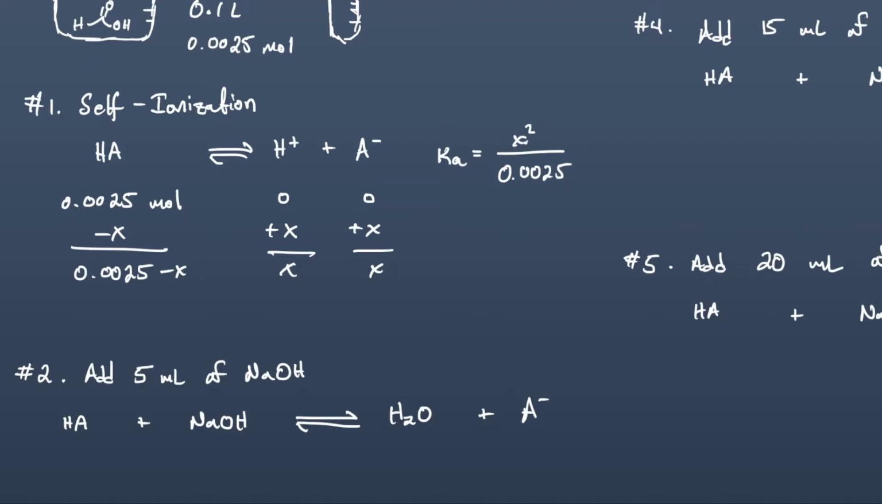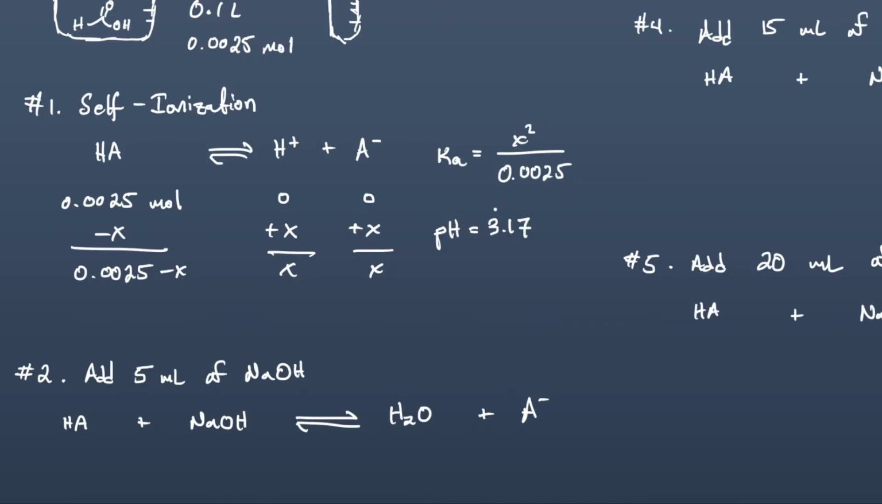Now we can solve for X. We know the Ka value, and we know this. And so X is going to be the square root of this times this. And then our pH is going to be the negative log of X, because X is the concentration of this. And so we get our pH is equal to 3.17.